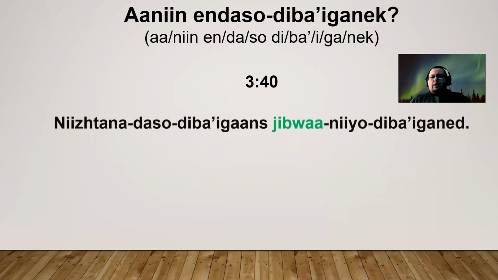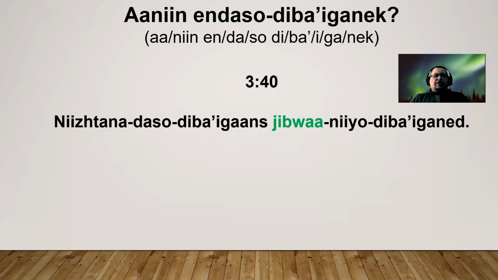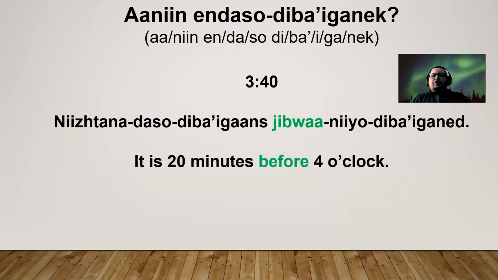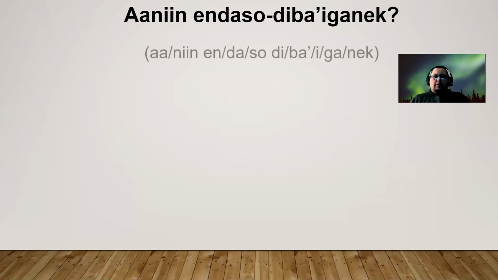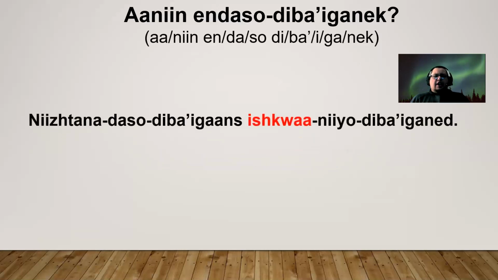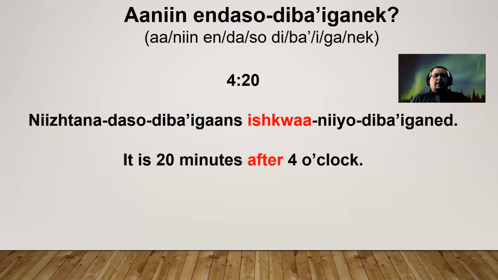Okay, we got 4 more to go, and we are at 3:40. Nishtana daso-diba'iganek, Jibwa neo diba'iganek. It is 20 minutes before 4 o'clock. Hence 3:40. Okay? And total opposite side of that one, we have Nishtana daso-diba'iganek, Ishkwa neo diba'iganek. It is 20 minutes after 4 o'clock.